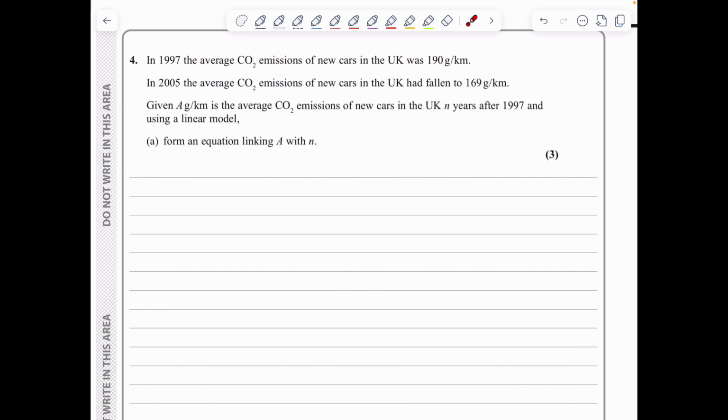We know that since we are counting the years after 1997, then for 1997 n is 0, and for 2005 we've got that n is 8. So we are essentially fitting a straight line passing through the points 0, 190 and 8, 169. I will start by finding the gradient, which is given by y2 minus y1 over x2 minus x1. So we're looking at 169 minus 190 over 8 minus 0. This gives an answer of minus 21 over 8.